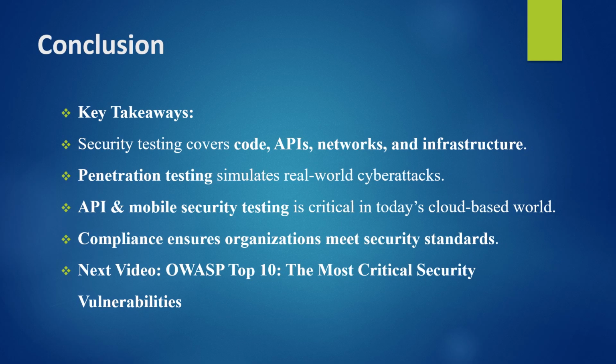In this video, we explored the 7 key types of security testing and why each one plays a vital role in preventing cyber threats. Key takeaways: security testing is multi-layered, covering code, APIs, networks, and infrastructure. Penetration testing simulates real-world cyber attacks. API and mobile security testing are critical in today's cloud-based world. Compliance testing ensures organizations meet security standards. In our next video, we'll take a deep dive into the OWASP top 10 vulnerabilities, the most critical security risks that every tester should know.